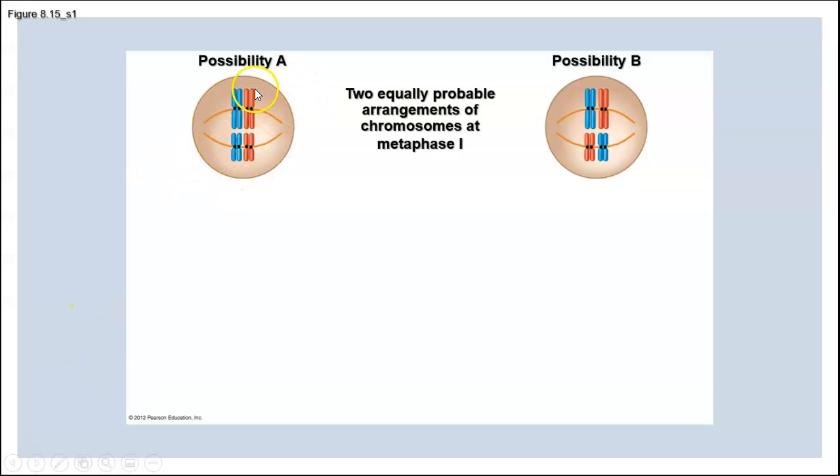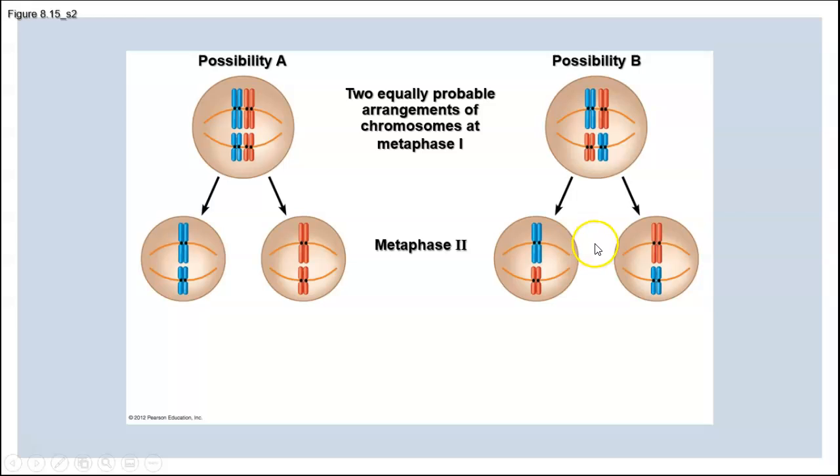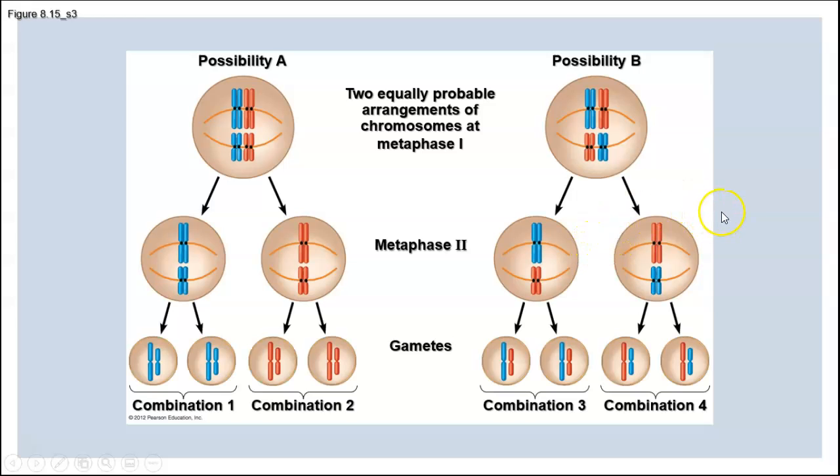So here's just a pictorial representation of how we can see the different possibilities, the independent assortment here. We have 2 equally probable arrangements of chromosomes at metaphase 1. Dad's chromosome going one direction, mom's going the other in these 2 chromosomes, or we could have dad's number 1 and mom's number 2 going one direction, and mom's number 1 and dad's number 2 going the other direction. And so that would give us different combinations. And that's just compounded by having more chromosomes, the more possibilities there are. And then when you add crossing over into that, that adds even more possible combinations. So you have a lot of different things going on there.